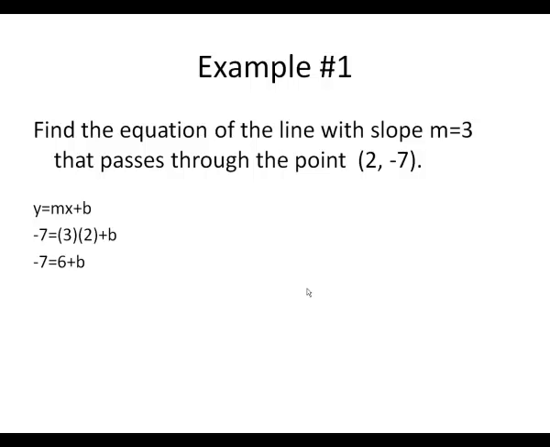When we first plug in, we get negative 7 equals 3 times 2 plus b, and to do that multiplication, we'll get negative 7 equals 6 plus b. I want to solve that equation for b, so I'm going to subtract 6 from both sides of that equation, and we get that b is negative 13. So we're given the m value of 3, and we just solve for a b value of negative 13, and we can write our final answer in y equals mx plus b form. We plug in our m equals 3 and our b equals negative 13, and we get the equation y equals 3x minus 13.